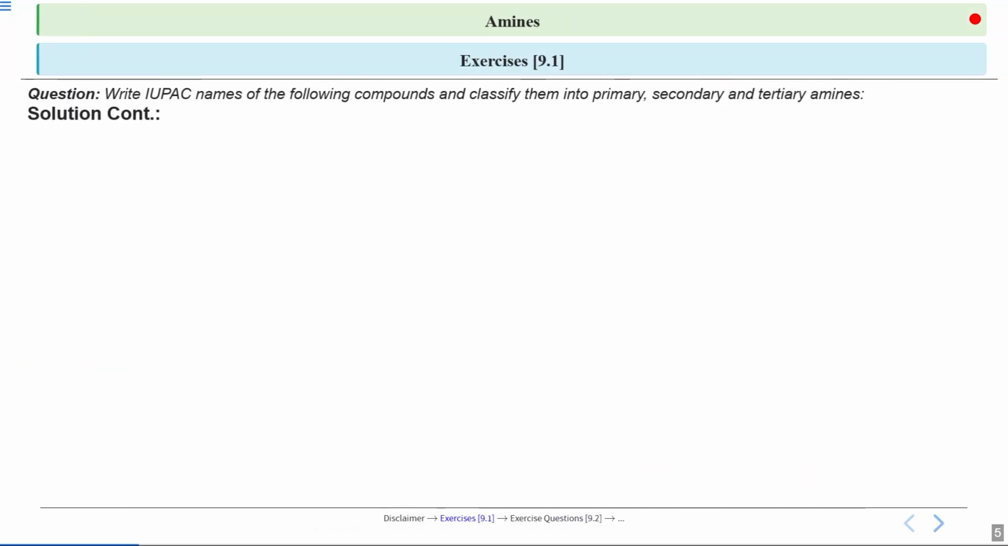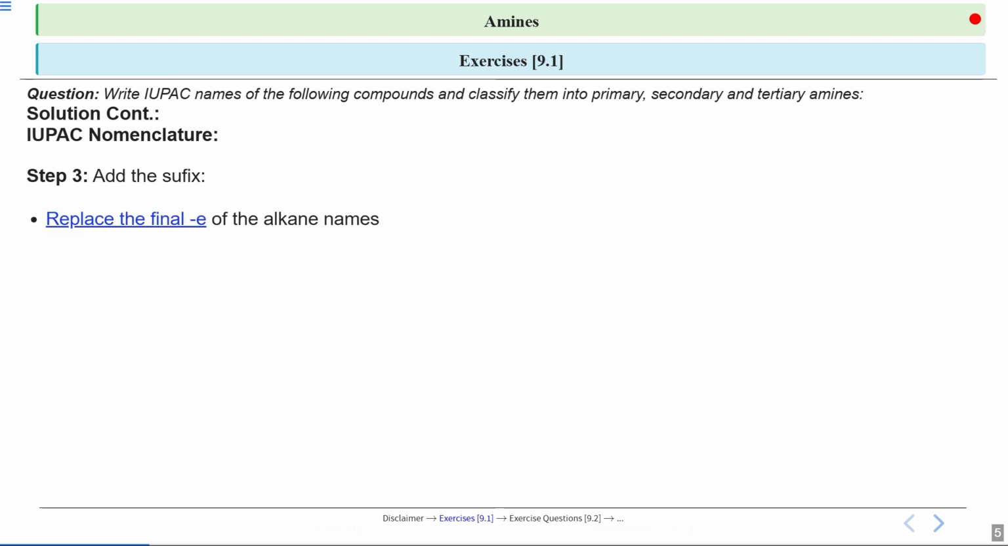Now, in the next step of IUPAC nomenclature, you have to add the suffix. When you add the suffix, you replace the final E of the alkane name. Suppose it is ethane, so we will replace the E of ethane with amine. So you have to add the suffix amine to form the base name.